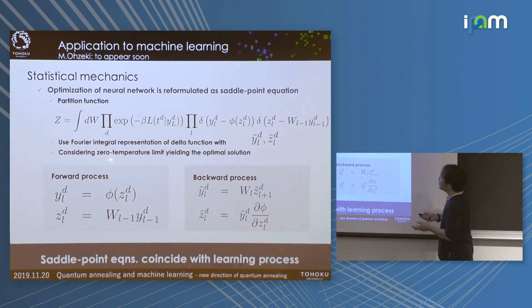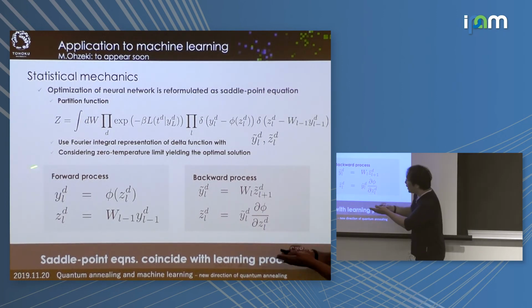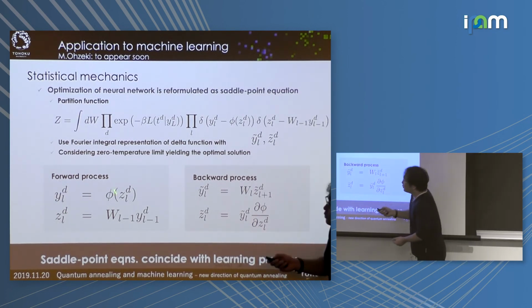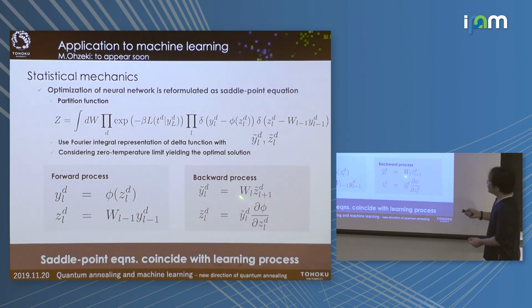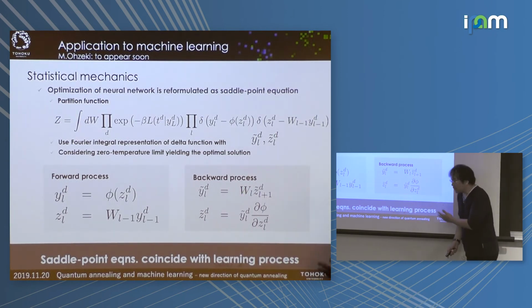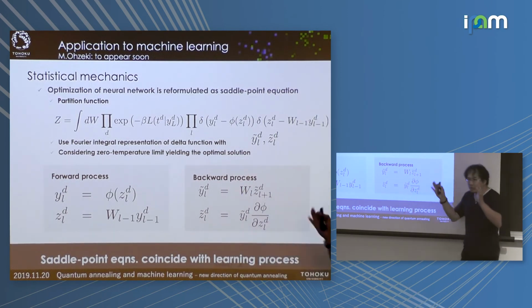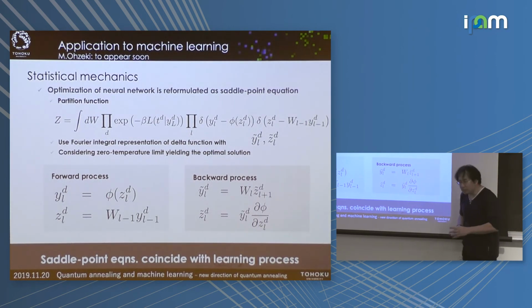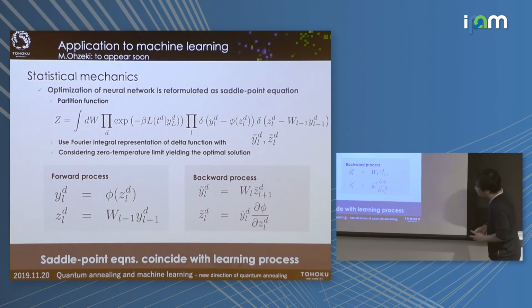Then, considering the zero temperature limit, yielding the Pareto-optimal solutions, we perform the saddle point method. Then you have two sets of equations. One is a forward process, and the other is a backward process. So this is a generalization of the backpropagation method in optimization of neural networks.